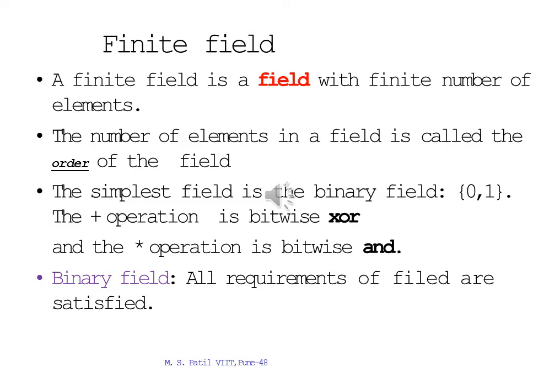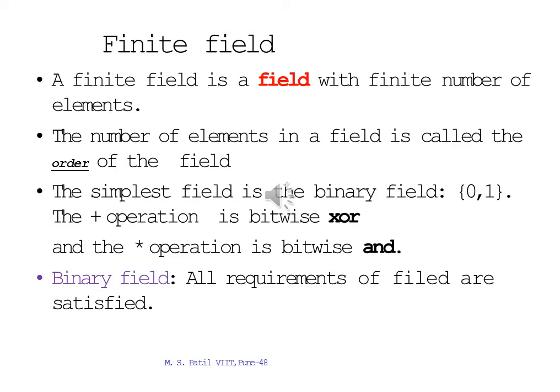For example, 0 plus 0 is 0, 0 plus 1 is 1, and 1 plus 1 is 0. So all the results are available in the field 0 and 1. Similarly for multiplication, 0 into 0 is 0, 0 into 1 is also 0, and 1 into 1 is 1. So again the results are 0 and 1 which are available in the field. Here the addition we call XORing and multiplication we call ANDing. So the binary field satisfies all the properties of a field. So 0 and 1 are the two elements. 0 is the additive identity, 1 is the multiplicative identity.